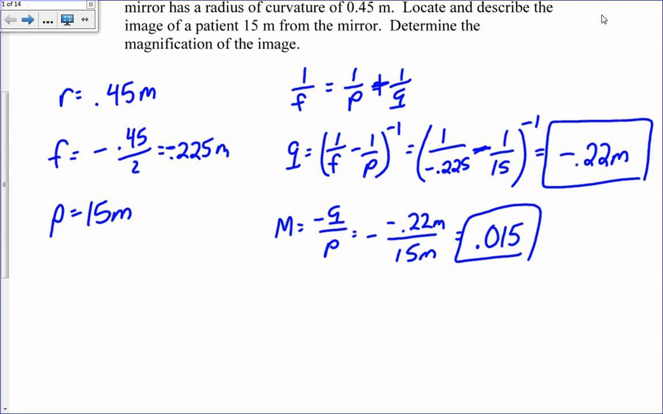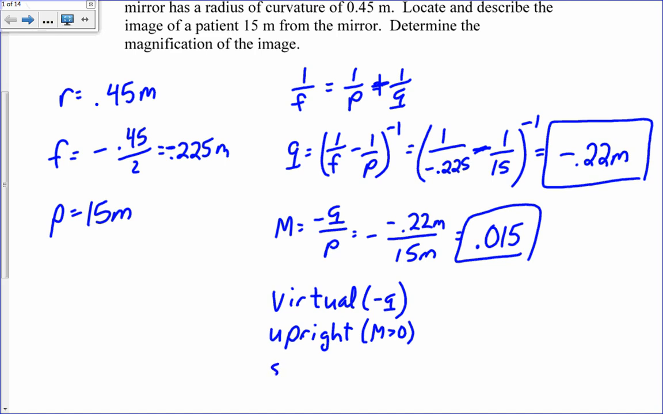All right, so now I can describe this image. It's virtual, because Q is negative. It's upright, because M is positive. And it's smaller than the object because the magnitude of M is less than 1.